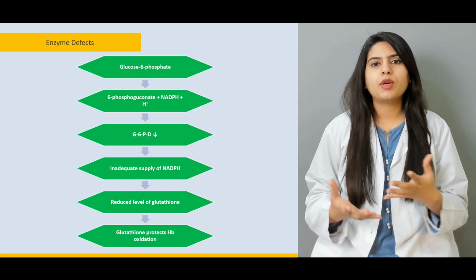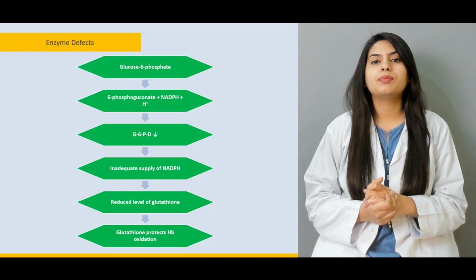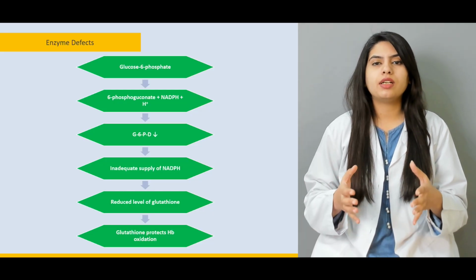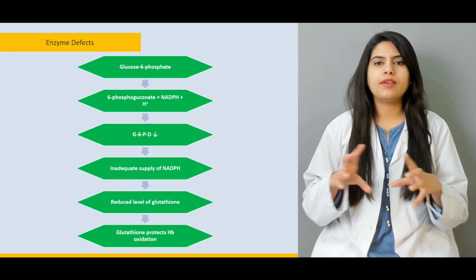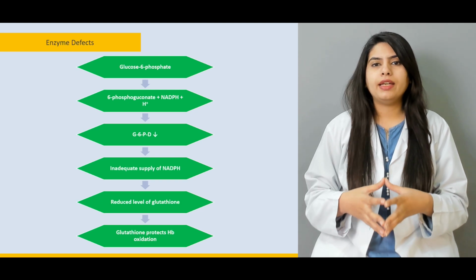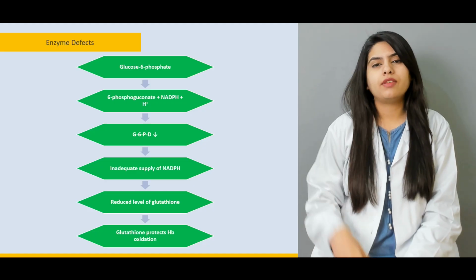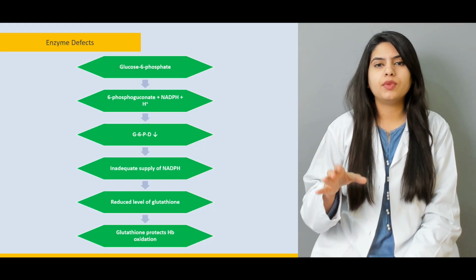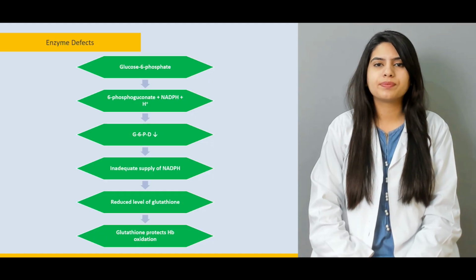Also, if we talk about the morphological features of these cells that will be deficient in hemoglobin, they will have pallor, they will be hypochromic in nature, and all these features can be seen in the red blood cells of patients that are suffering from the enzymatic defects.